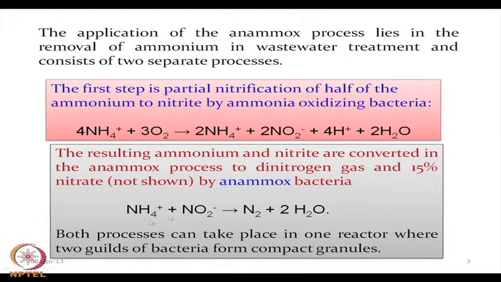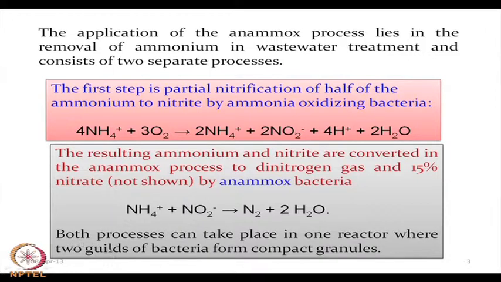So, these two, that means the ammonium and the nitrate ion, are converted by this process to nitrogen gas and 15% of the nitrate ion also. So, this reaction is not only for the direct conversion of both ammonium ion and the nitrate ion to nitrogen molecule, the nitrogen gas, but at the same time some amount of side reaction can take place. So, as a byproduct of this reaction, we get some amount of nitrate ion also through this particular reaction.